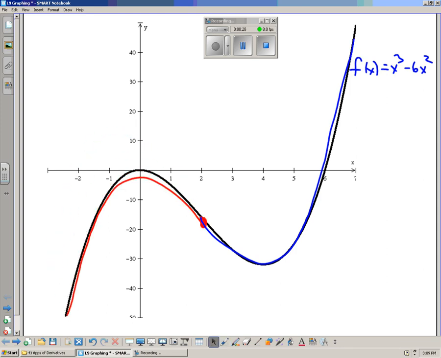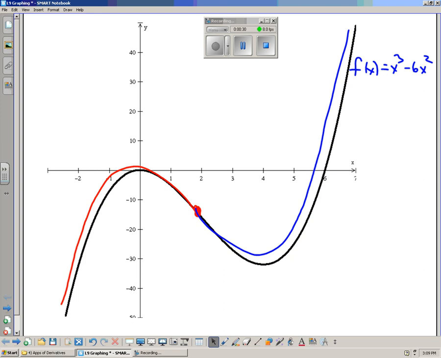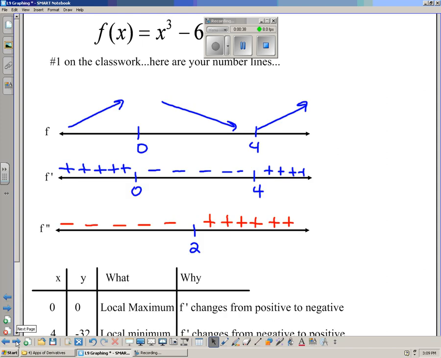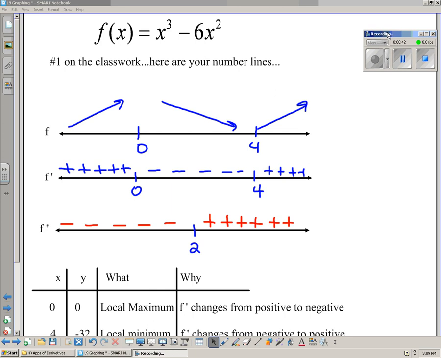And we were talking about how we can justify that this point where it changes is at 2. And that's where we went to the number line, and we saw that f double prime explains it, that we're concave down from negative infinity to 2 and concave up from 2 to infinity.